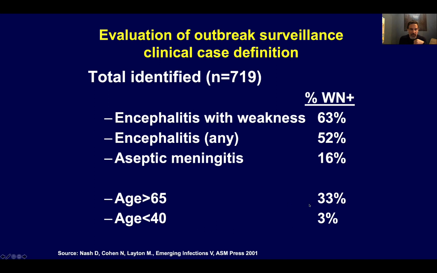And then also looking by age here, younger people that met the case definition were much less likely to be positive than older people. And so this is a refinement that could be made to the case definition going forward, which is to really only consider older individuals with encephalitis and meningitis as potential West Nile cases. You can eliminate a lot of extra work by really just focusing on the older population.